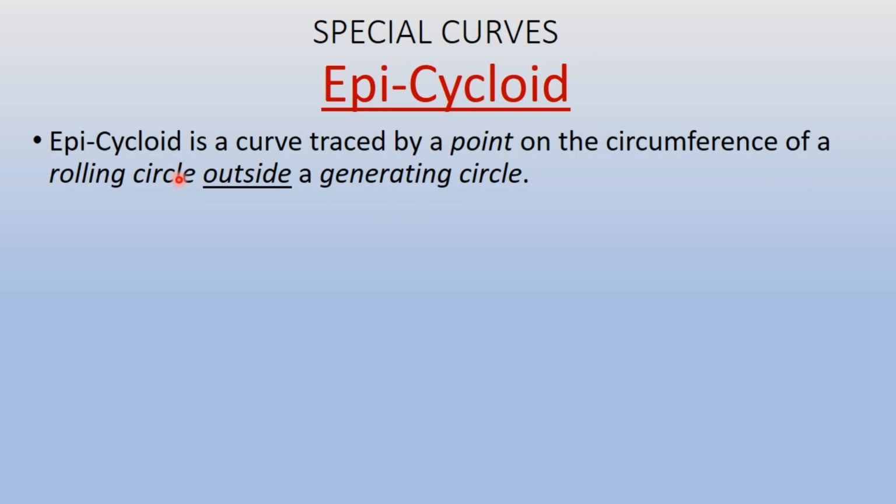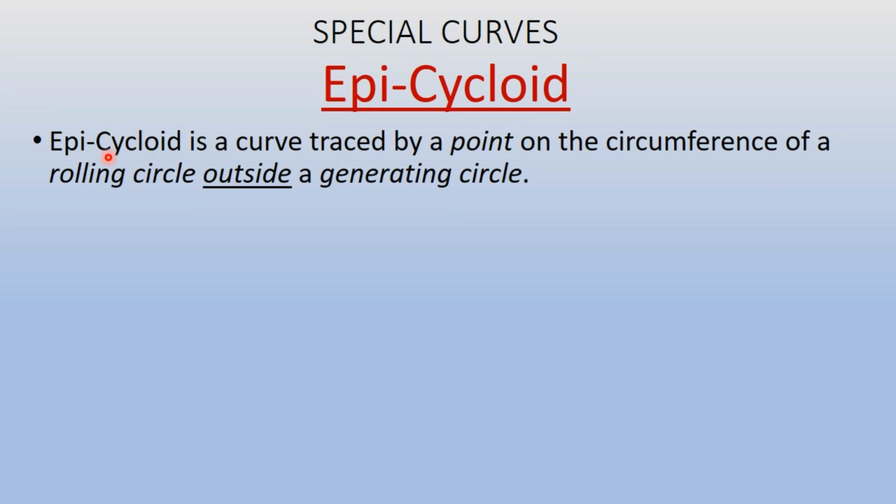Epi-Cycloid. Epicycloid is a curve traced by a point on the circumference of a rolling circle outside a generating circle. In contrast to cycloid, epicycloid is a curve traced by a point on a generating circle.